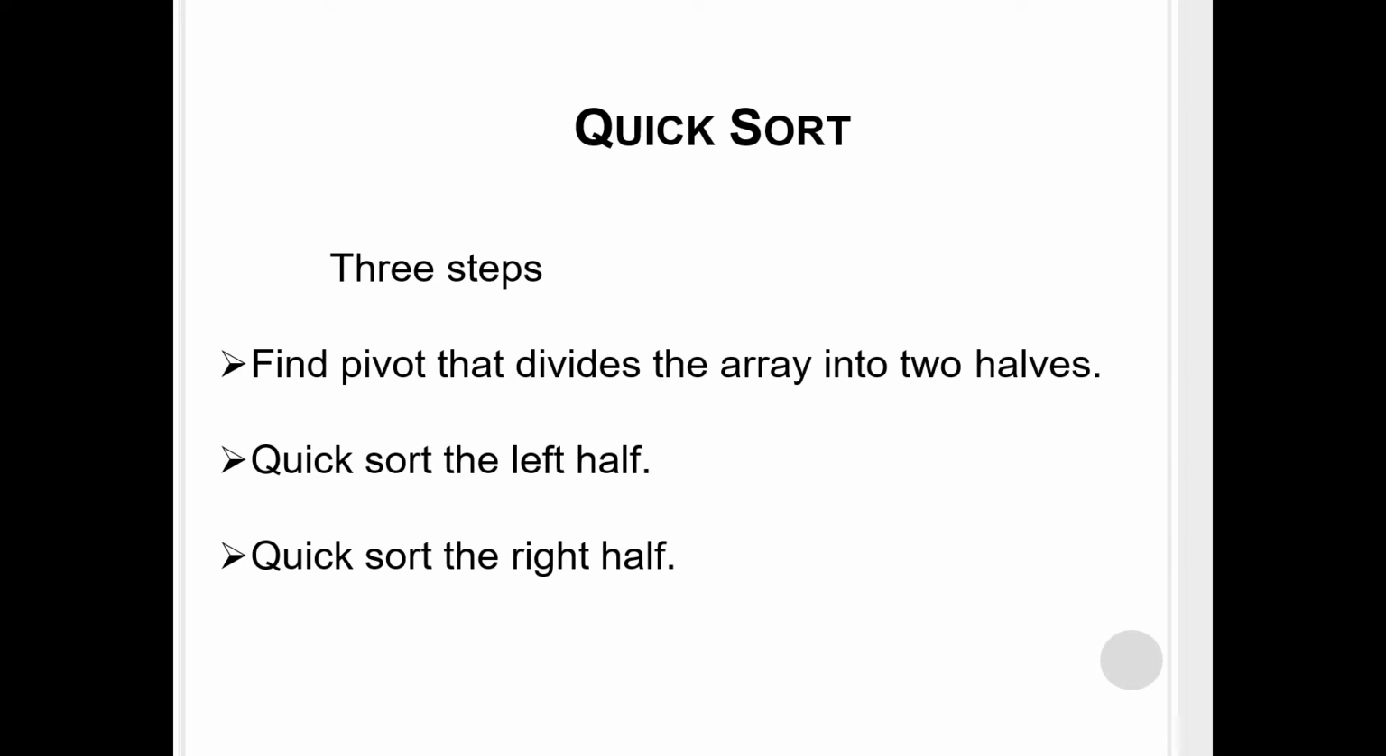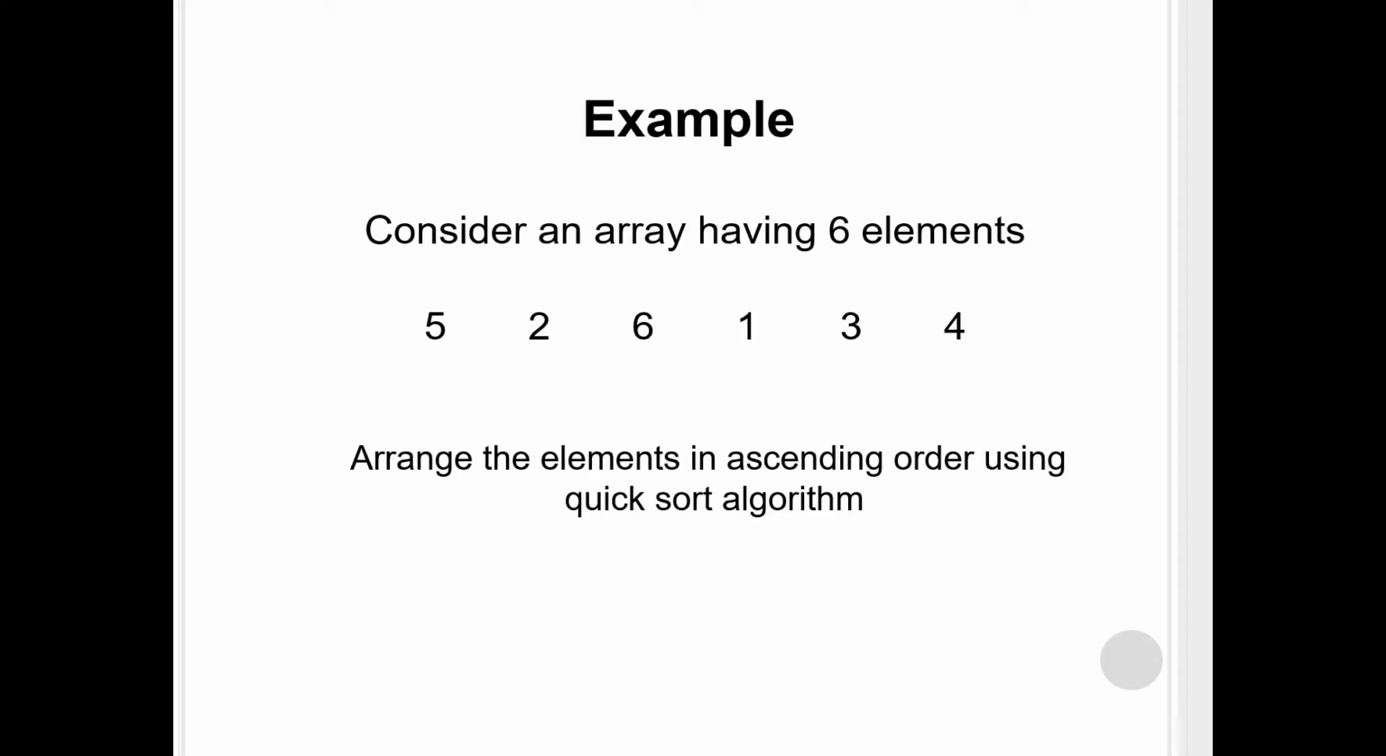Now the quicksort algorithm essentially follows these three steps. Find the pivot that divides the array into two halves, and then recursively quicksort the left half, and then perform quicksort on the right half. To better understand this algorithm, we're going to consider this example of an array which has 6 elements. And now we are going to use quicksort to arrange the elements in ascending order.